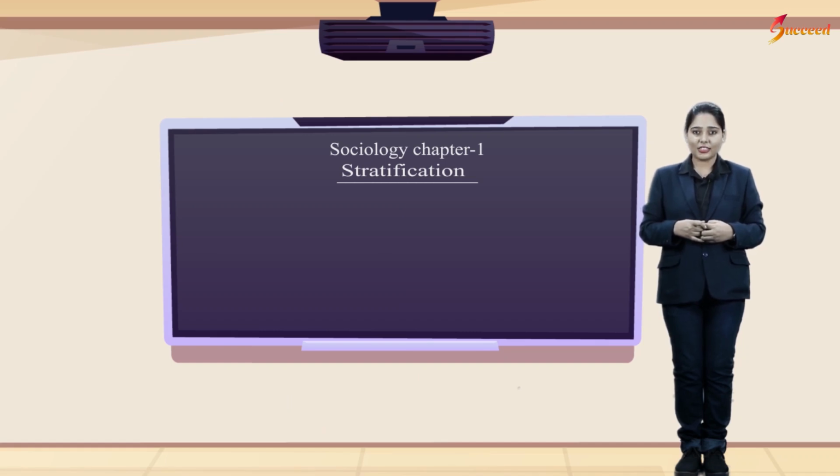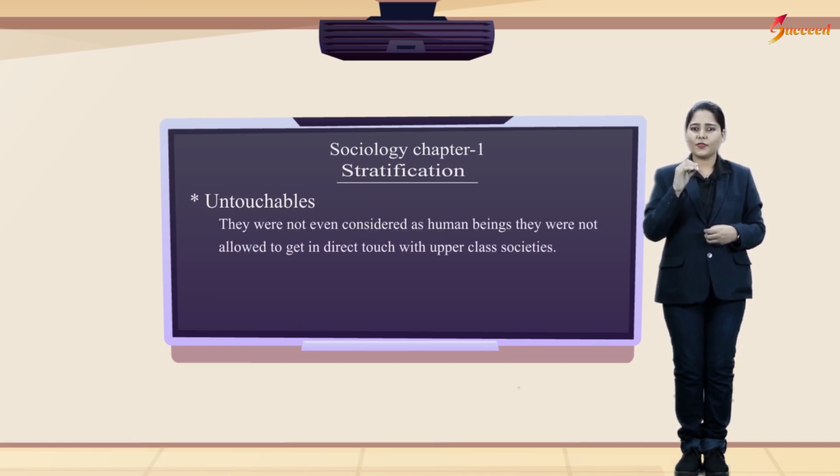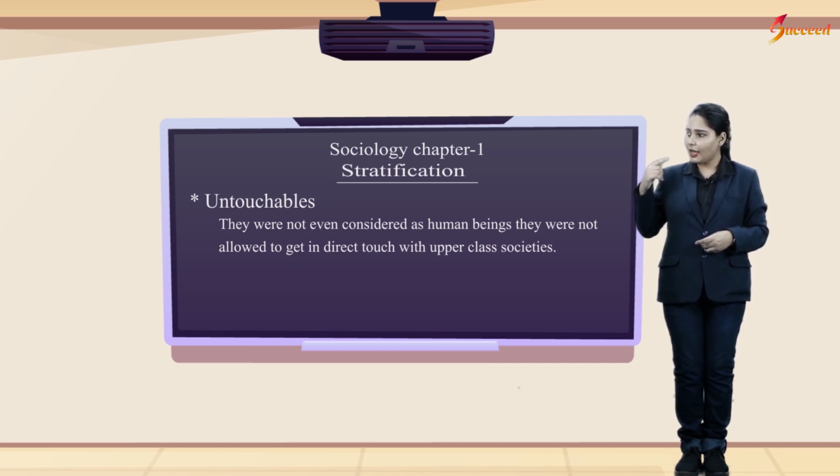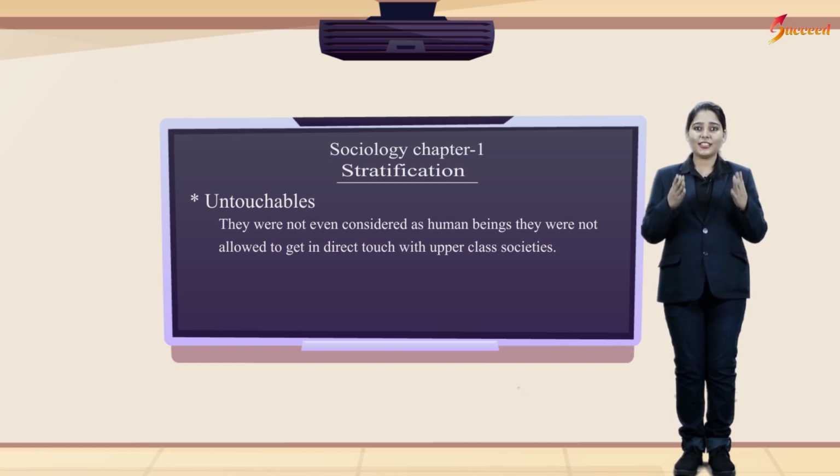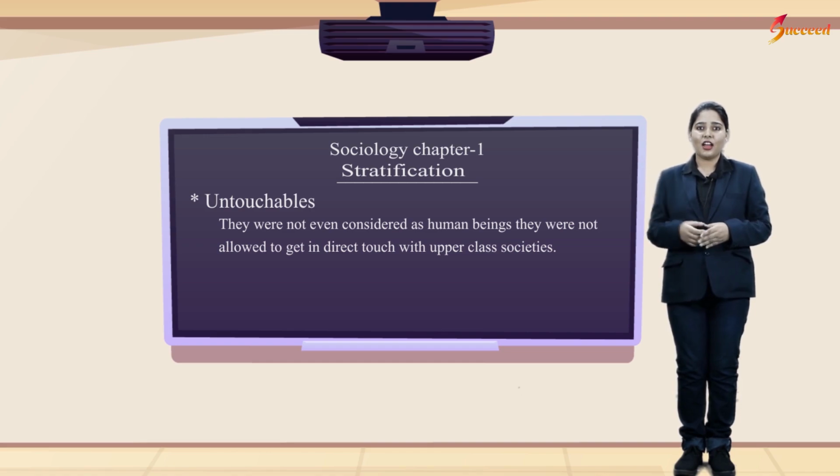And the last category was of untouchables. They were not even considered as human beings. They were not allowed to get in direct touch with upper class societies. To understand this concept of untouchability, let's go in the past, 100 years ago.